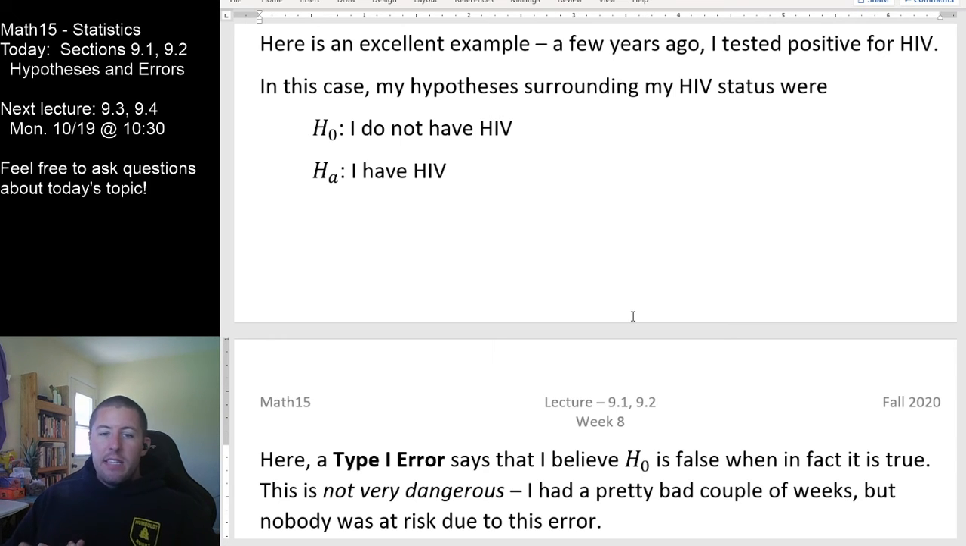It turns out that that's not really a huge societal problem out there. If a bunch of people thought that they had HIV, but they in fact don't have HIV, that's not dangerous to them and it's not dangerous to other people around them. I had a very bad couple of weeks while I was waiting to. It turns out it's really hard to find a place that will just give you an HIV test.